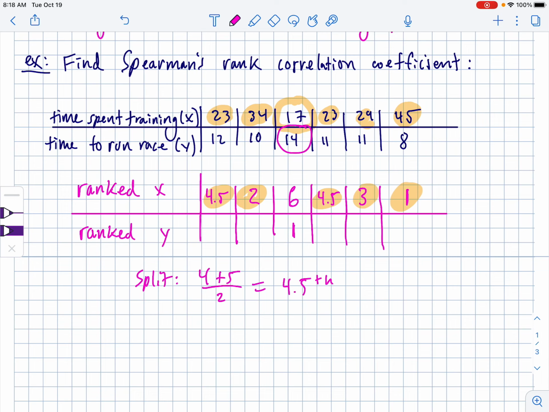Do the same thing with the y's. If you look at it, I think that 14 is the biggest one, so you put a 1 right here. Then 12 is the next biggest, so a 2 goes here. Then these two 11s would be the 3rd and 4th. If you average 3 and 4, you get 3.5, so both of these are 3.5. Not 35.